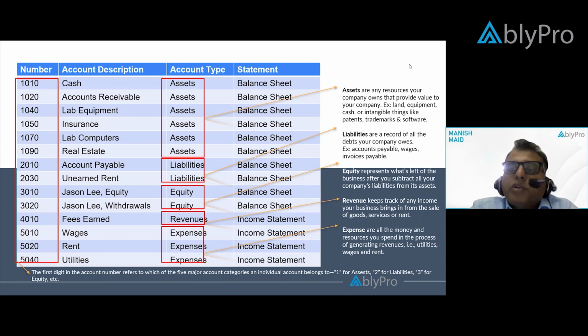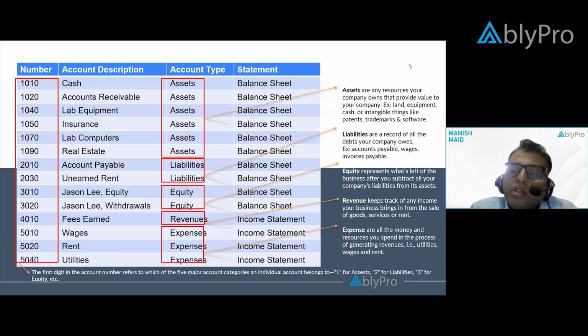Then you have revenue. Some people call it income also. Revenue keeps track of any income our business generates. There are basically two types of income: direct income and indirect income. The direct income is the income which we earn through sales. And the income which we earn through sundry activities, like earning interest on your bank account, is an indirect income, because you're not earning it through your project execution. So that is your indirect income.